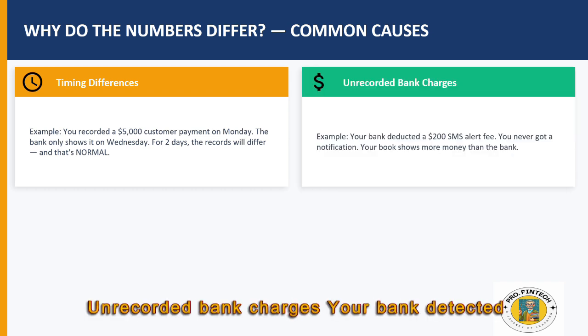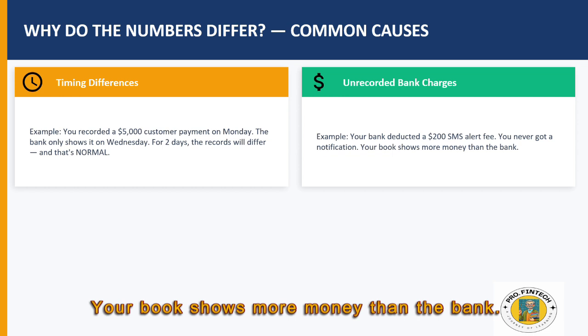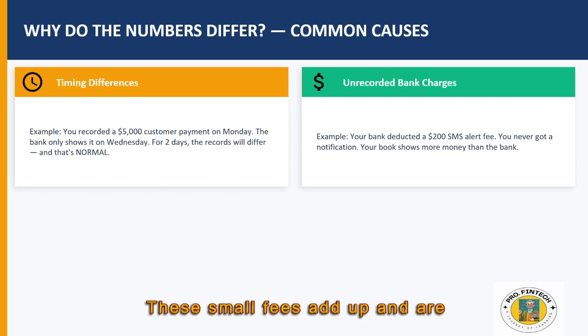Number two, unrecorded bank charges. Your bank deducted a $200 SMS alert fee. You never got a notification. Your book shows more money than the bank. These small fees add up and are surprisingly easy to miss.